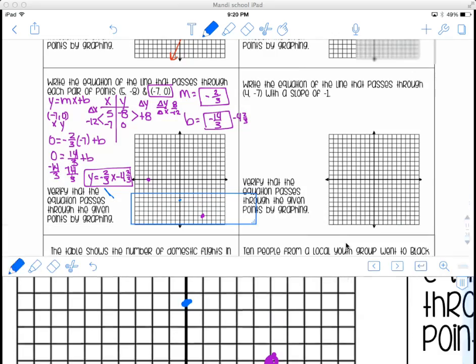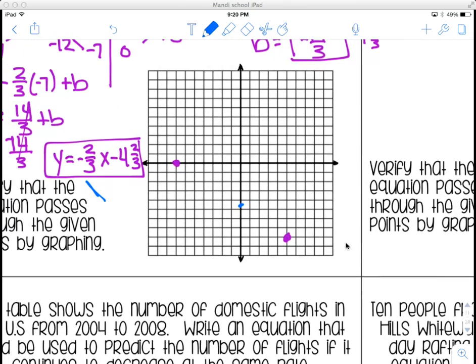Let's try that again. Down 2 over 3, or up 2 backwards 3, up 2 backwards 3, and that takes us through both points. So that one also works.